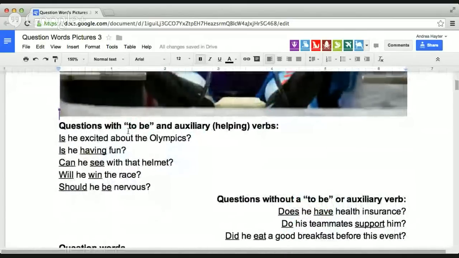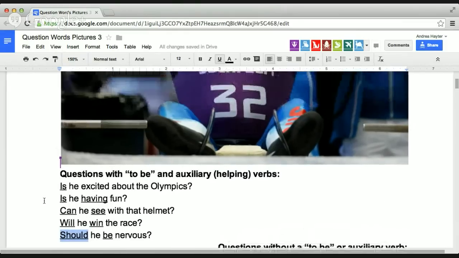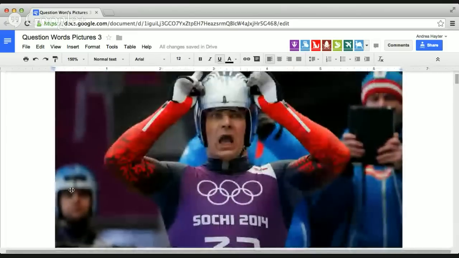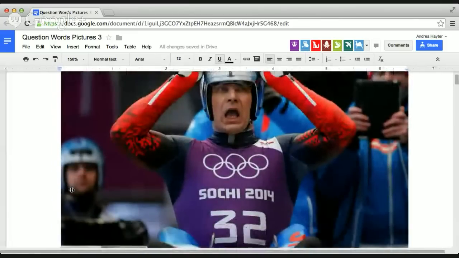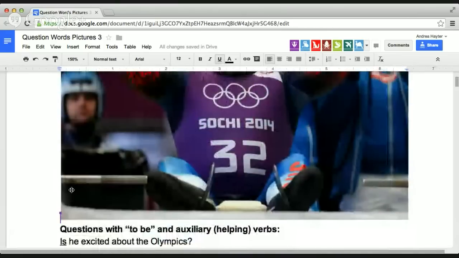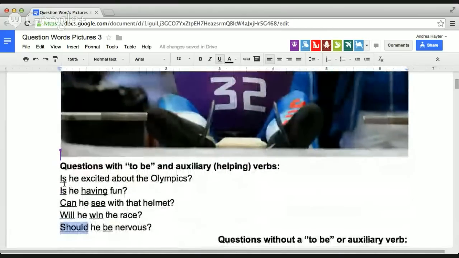You can start questions with a to-be verb, like I am, he is, she is, you are, they are, or auxiliary verbs, helping verbs. These are verbs like can, will, should, would. These kinds of verbs, we will put them at the beginning of your question. So, for example, we have this guy. He's in the Olympics. Looks like he's about to start competing. Is he excited about the Olympics?